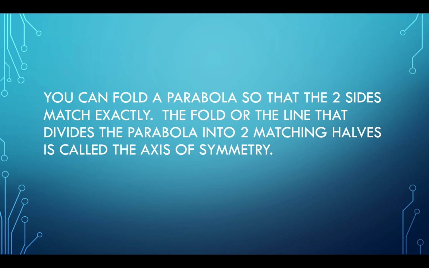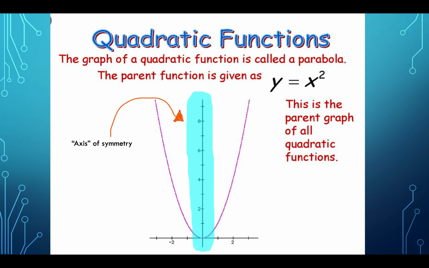You can fold a parabola so that the two sides match exactly. The fold, or the line that divides the parabola into two matching halves, is called the axis of symmetry. Over here, this blue line right here, where I shaded in blue, this line where the numbers are marked off, that would be your axis of symmetry. If we were to pretend to fold this parabola in half, this side over here would line up nicely with this side over here, and vice versa. This side would line up with that side. You would fold it this way, not top to bottom.